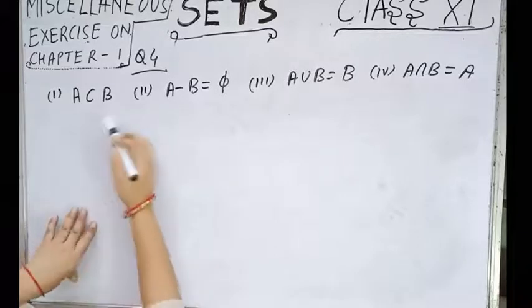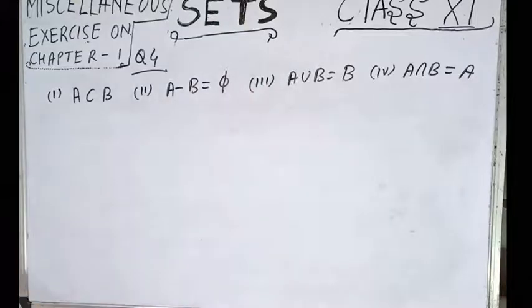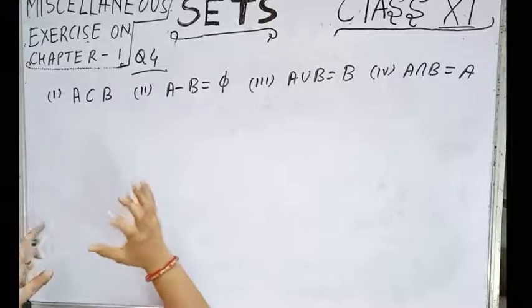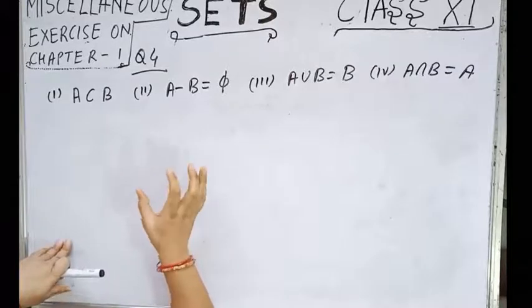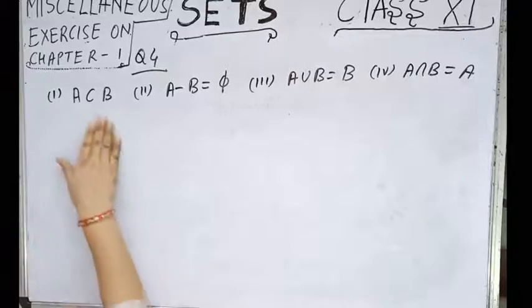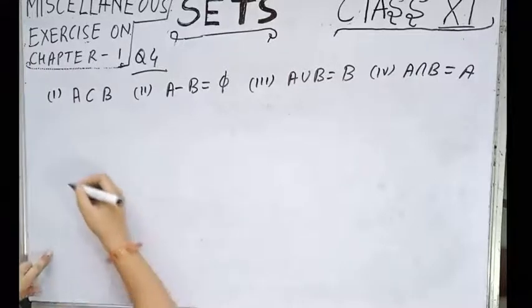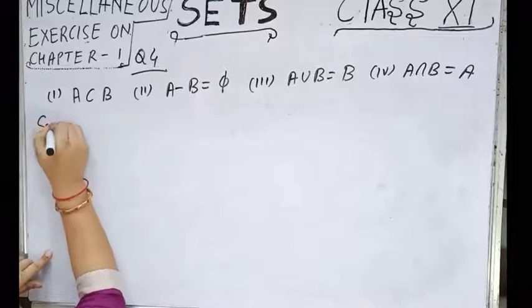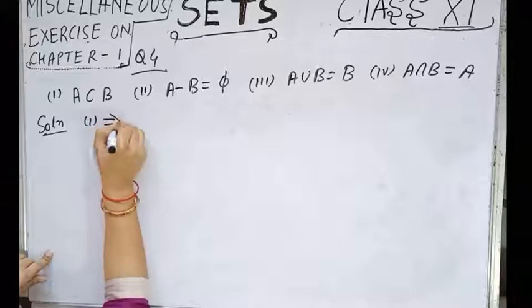I am proving 1 implies 2, 2 implies 3, 3 implies 4, and 4 implies 1. Children, take care, with the concept only you prove or solve this sum. Don't go through the solution and hence reproduce the same in your copy. So I am starting the solution. I am first proving 1 implies 2.